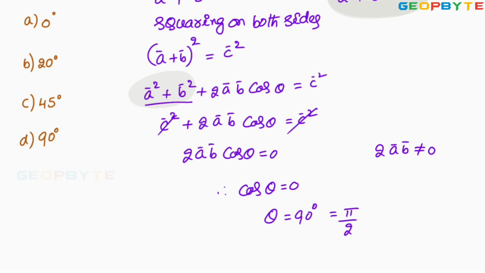Then look at the options. Look at option D. Option D is 90 degrees. Therefore, option D itself is absolutely correct. I hope all of you clearly understood.